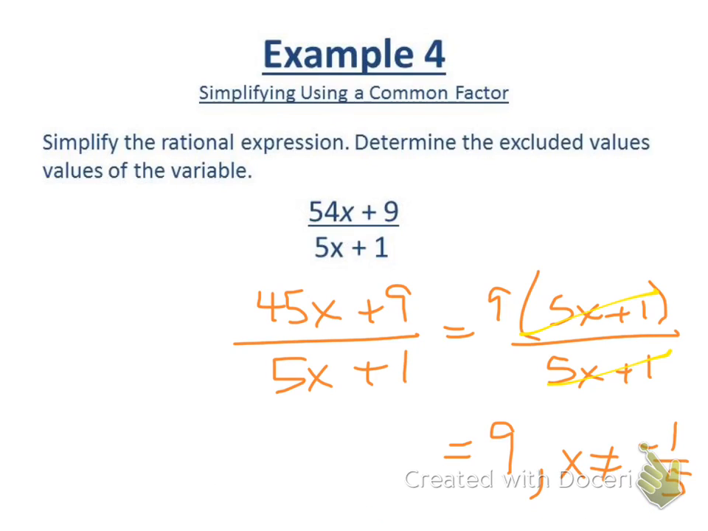Okay? If x is 0, what do we have here? 9 over 1, which is 9. If x is 1, we have 54 over 6, which is equal to 9. It's always going to be equal to 9. But if x is -1/5, it's not equal to 9. So knowing the excluded value is going to help us out there.